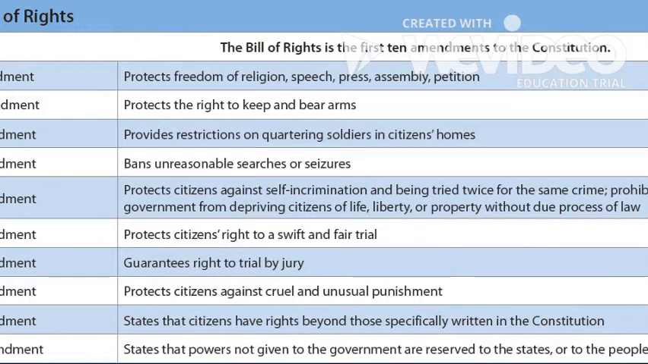The framers of the Constitution added the first 10 amendments to help protect individual rights. For example, the Bill of Rights protects freedom of speech, press, and religion, as well as the right to a fair trial.